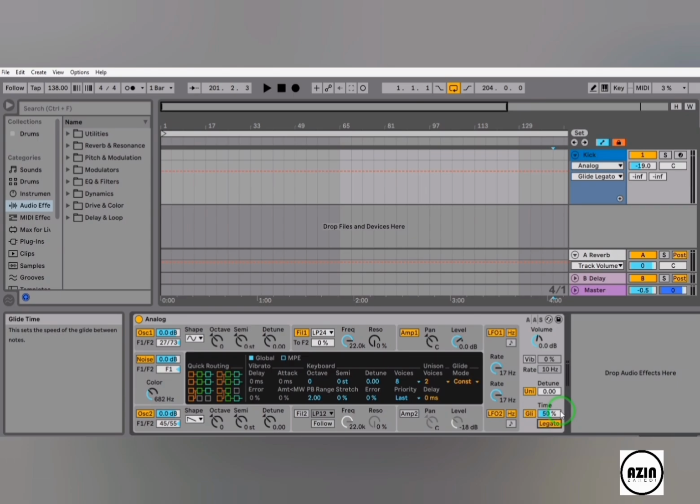7. Volume, global output. This is not inside AMP1 or AMP2. It's in the global section and controls the total output level for analog. It affects gain staging, saturation if you hit other devices, loudness before effects, and final headroom. Keep the global volume around -6 decibels for clean headroom before hitting compressors and limiters.